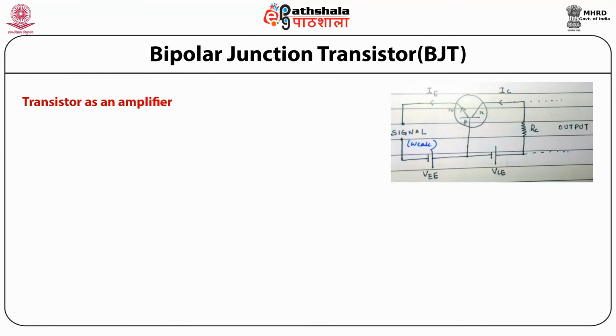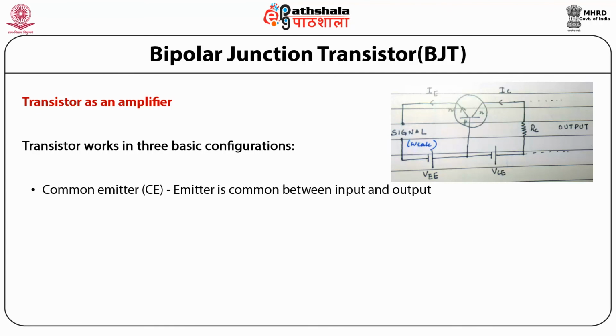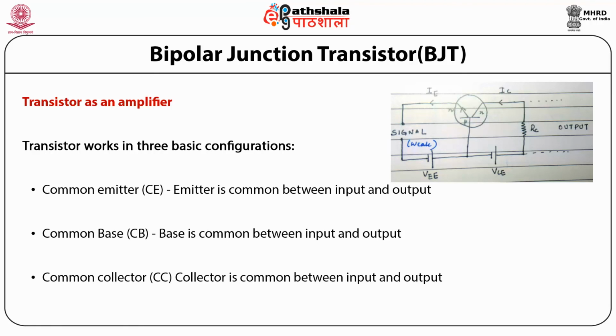Transistor as an amplifier. This figure shows the transistor in the amplifier configuration, where the DC voltages are applied in order to provide the proper bias to the transistor and the signal is applied at the input to get amplified. This amplifying action is produced by transferring the current from a low to high resistance circuit. Transfer plus resistor gives us the transistor. Transistor works in three basic configurations. Common emitter, where emitter is common between the input and the output. Common base, where base is common between the input and the output. Common collector, where collector is common between the input and the output.